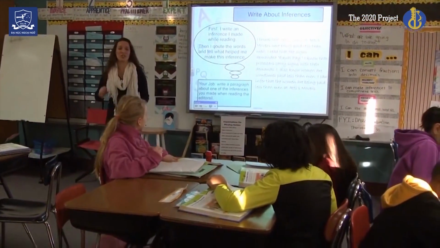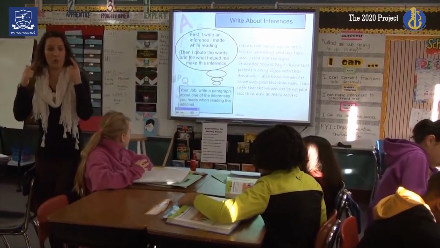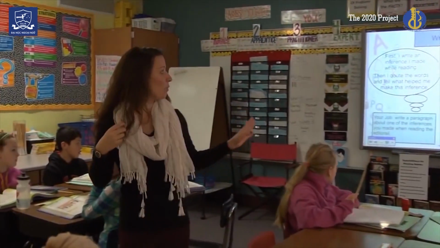The next thing we're going to do now is really apply what we know about making inferences, and we're going to write about it. It's really important that the objectives or I can statements are measurable. For example, I can make inferences to explain text. As a teacher, you need to be able to measure their learning. I can make inferences. As I talk to the students, I can really know, are they making inferences? It's not just I can think about making inferences, it's I can make inferences, so they're measurable.